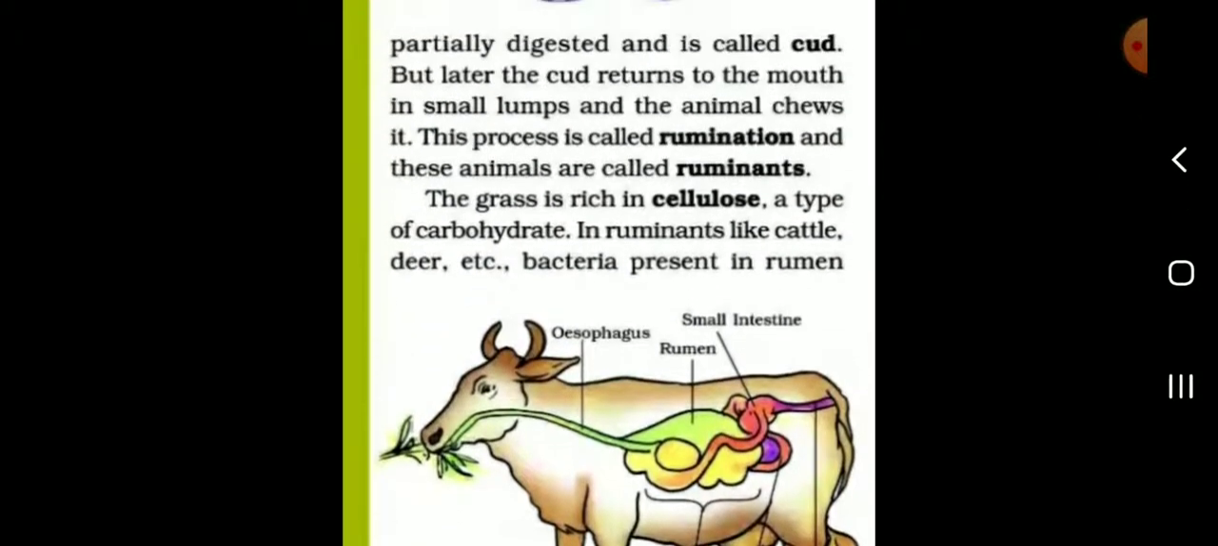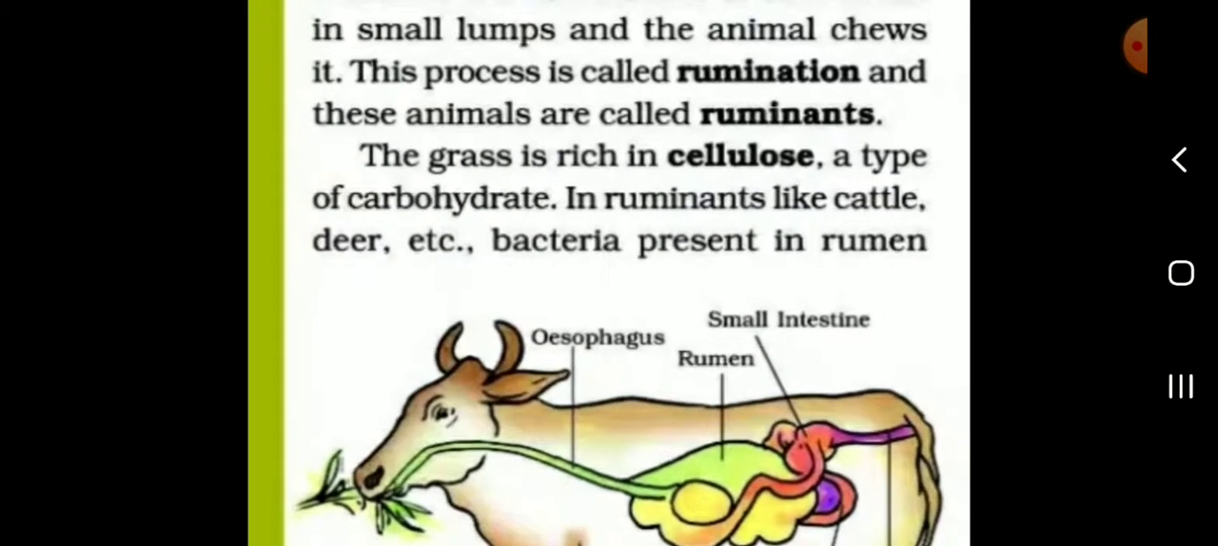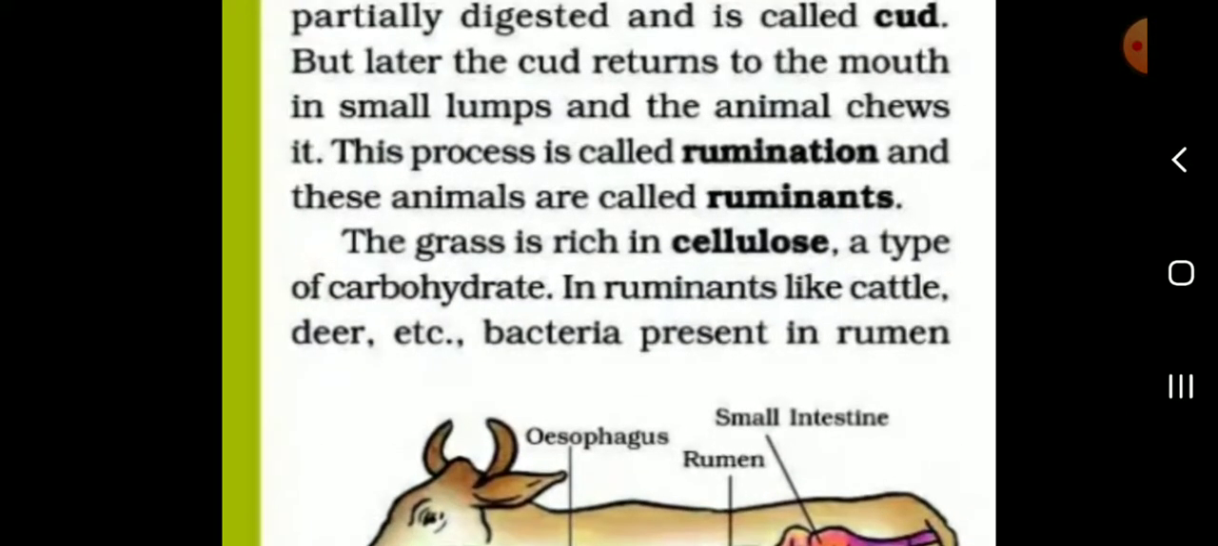Next students, rumination. What is cud? The partly digested food is called cud. What is rumination? The cud returns to the mouth in small lumps and the animal chews it. This process is called rumination. These animals are called ruminants.